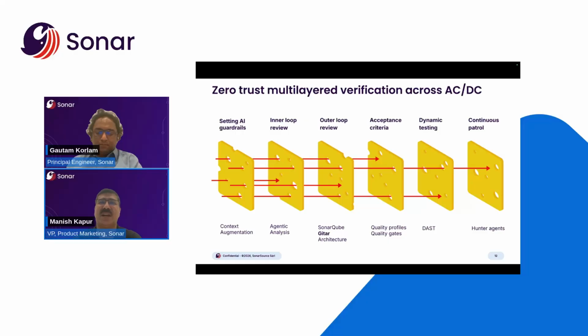And then you next run the dynamic testing once the code has been built and deployed. And then there's continuous patrolling of that code, which is where hunter agents come in. This is, again, opportunistic spot checking of code, which is to make sure nothing got left by any of the previous layers. So that's where we have Hunter agents, and we're coming out with Sonar Hunter agent very soon. So that will be the last layer in terms of catching the issues. Today, we will focus the remainder of the session on AI code review using Gitar.